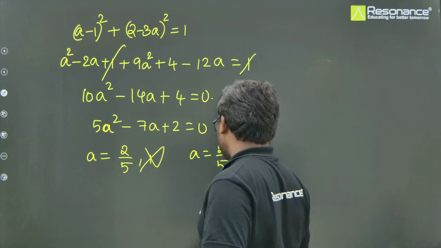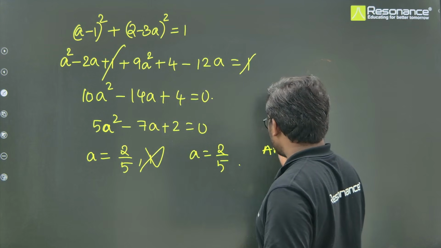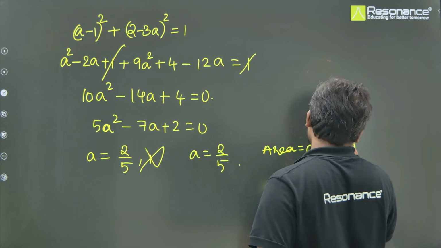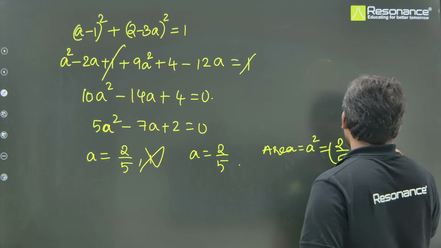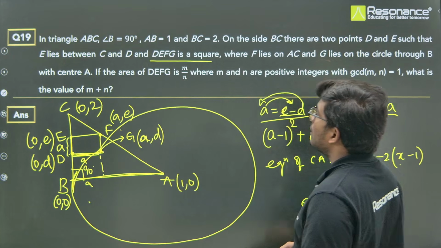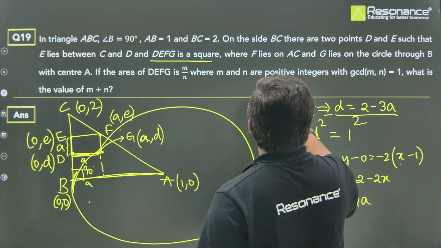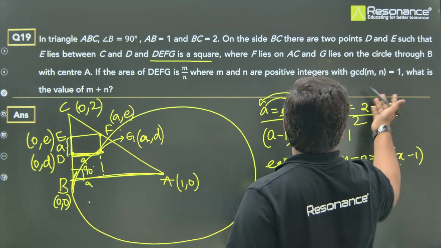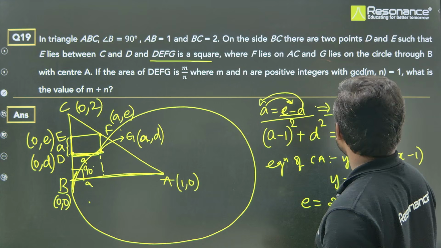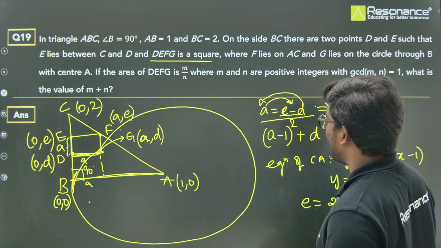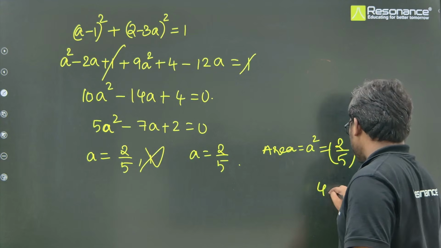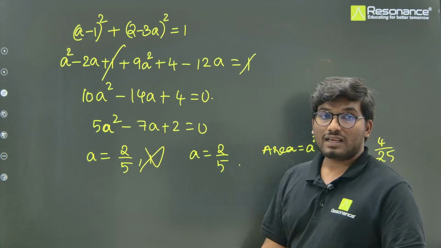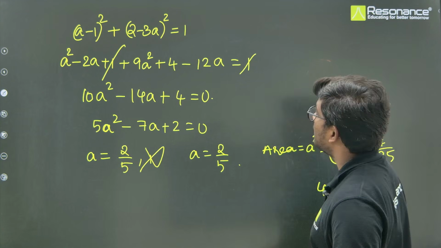And the area of the square is what? Area is a square, which is (2 by 5) whole square, 4 by 25. What is it asking us to find? 4 by 25, where 4 and 25 are positive integers with GCD 1. So the value of m plus n is 4 plus 25, which is 29. Pretty much calculated.